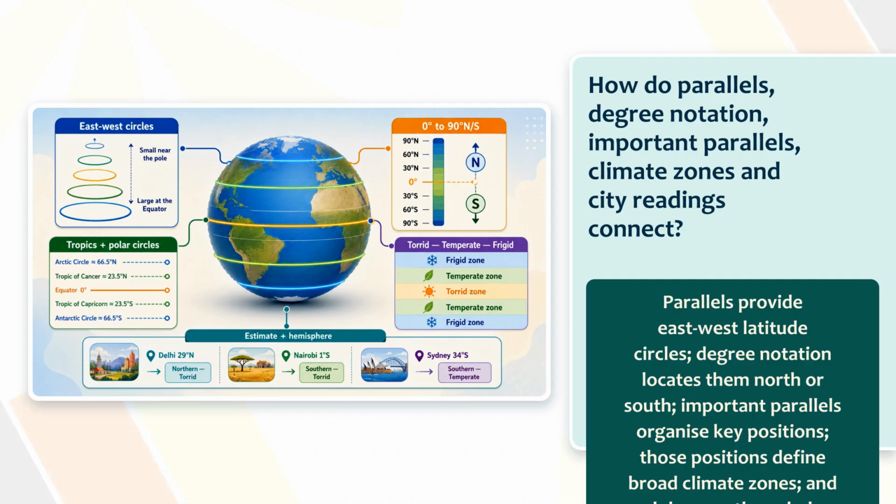Use all 5 clue clusters around the globe. How do parallels, degree notation, important parallels, climate zones, and city readings connect? The completed concept map brings the relationships together. Parallels provide east-west latitude circles, degree notation locates them north or south, important parallels organize key positions, those positions define broad climate zones, and globes or atlases help estimate city latitude and hemisphere. Each part uses the same latitude framework. You are ready to read and use latitude carefully in new globe and atlas examples.